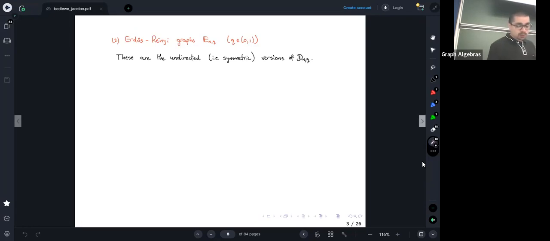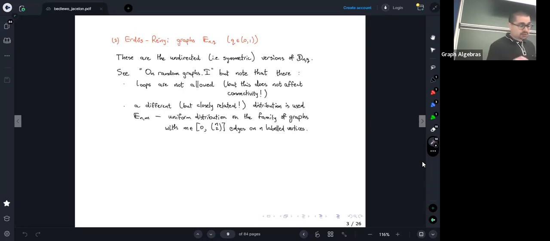And the reason I'm calling these Erdős-Renyi graphs is because these kinds of graphs were studied by Erdős and Renyi in the 50s, in particular in this starting paper on random graphs. A couple of differences on the kinds of graphs they study there. First of all, I am allowing loops. So for each vertex, you toss a coin to decide whether to draw a loop.